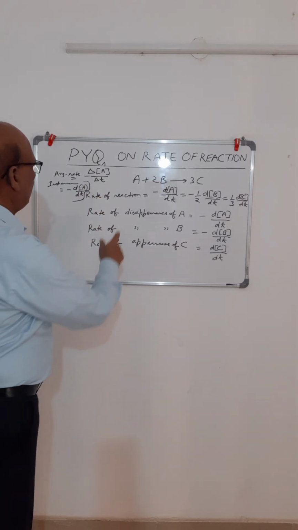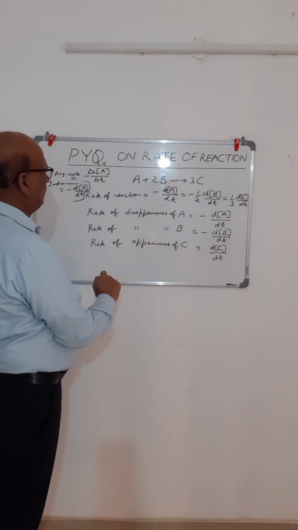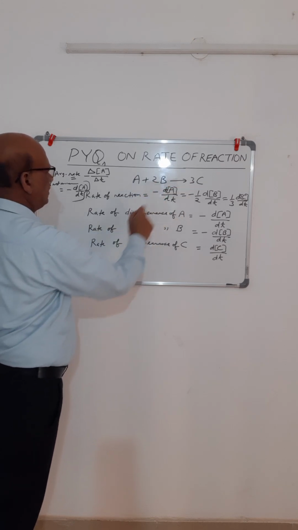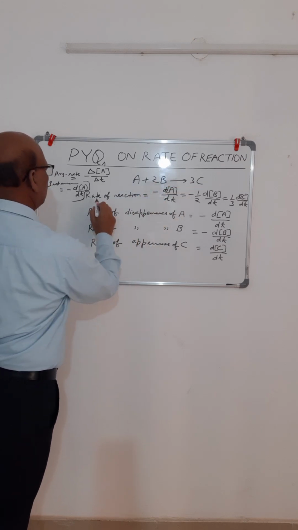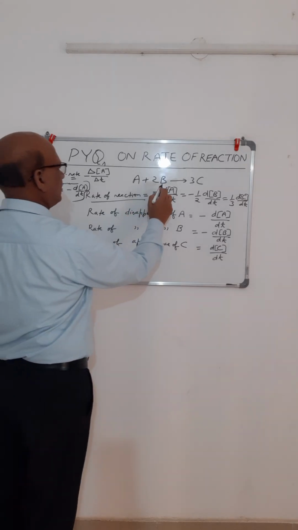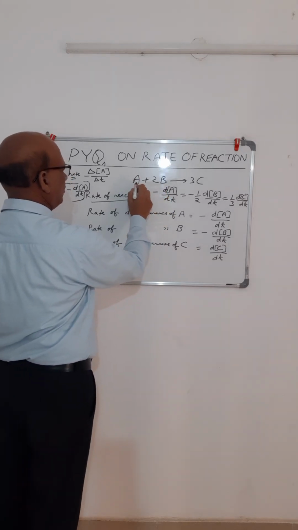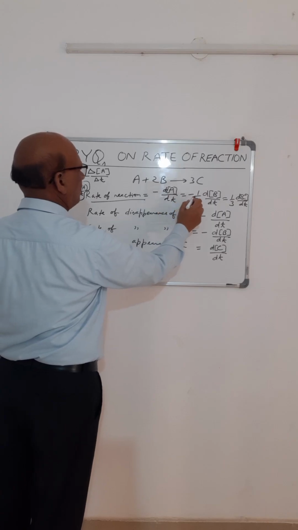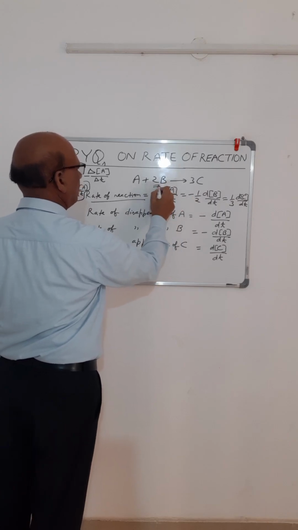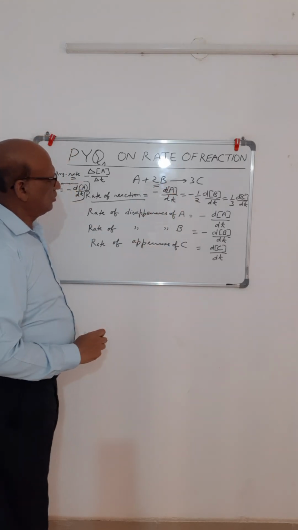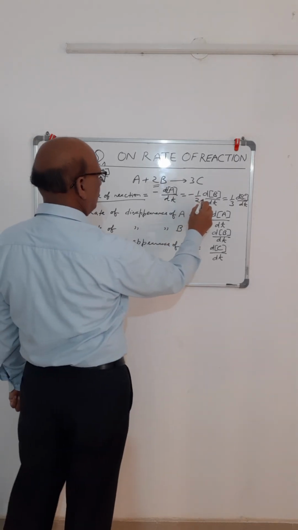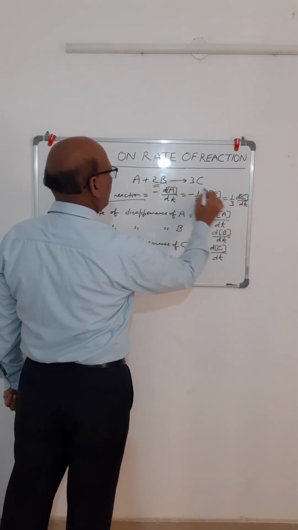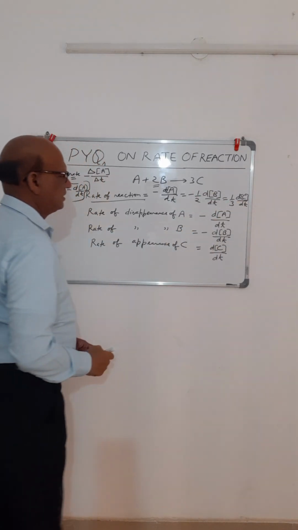Okay. अब हम मान लीजिए इस रिएक्शन का रेट हमें लिखना है, A plus 2B gives 3C. Then rate of this reaction is written as minus 1 upon 1, that is stoichiometric coefficient of A is 1. So minus dA by dt equal to minus 1 upon 2, where 2 is the stoichiometric coefficient of B. So minus 1 by 2 dB by dt equal to 1 by 3 dC by dt.